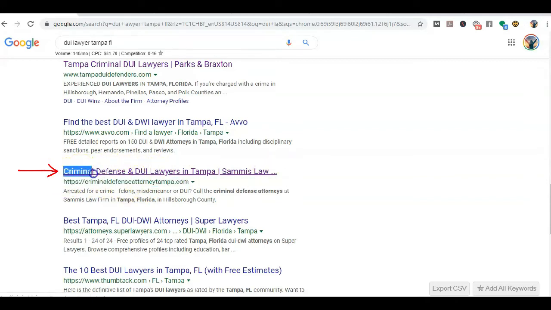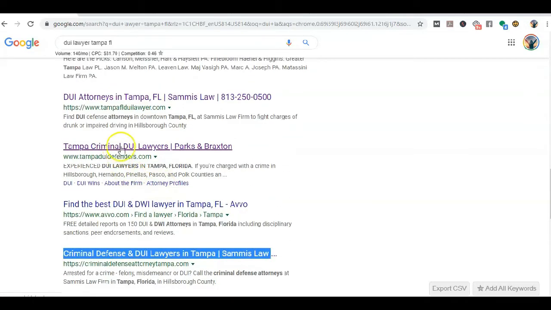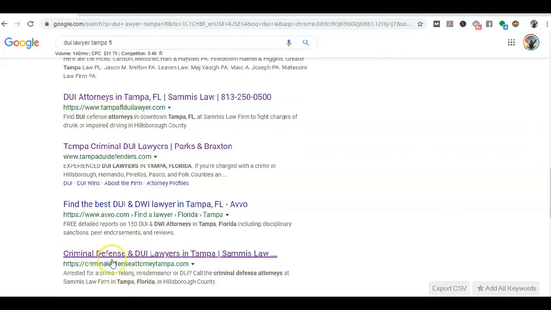So this is the second most important ranking factor: the meta title. He has the second most important ranking factor dialed in, and that's why he's number 4. If you see this guy, he's got the same thing in the root domain and the title tag, same with him, right? If only this guy, instead of having criminal defense attorney Tampa, had put the keywords DUI and lawyer in this root domain, he would probably be ranking higher than these guys. But that's what, I hope you understand, right?